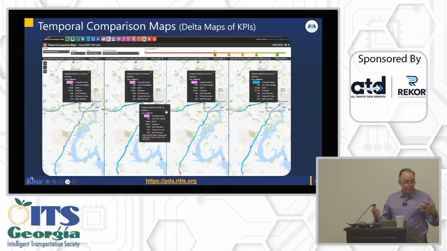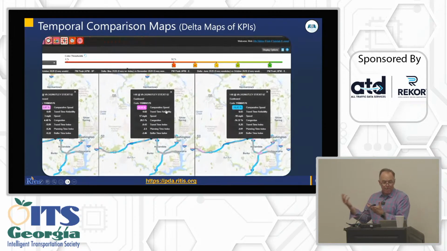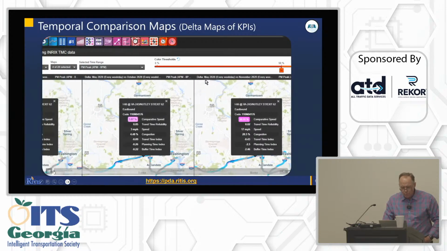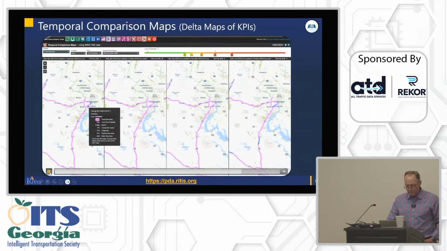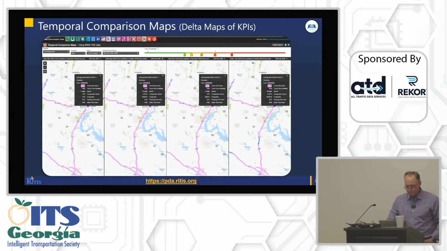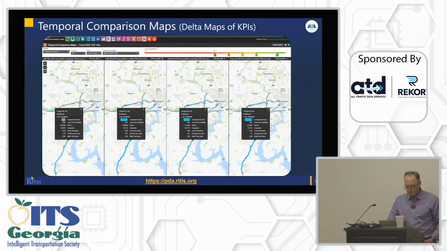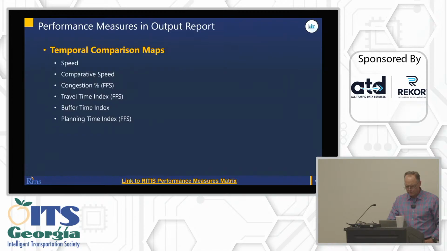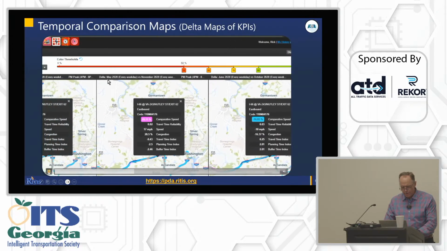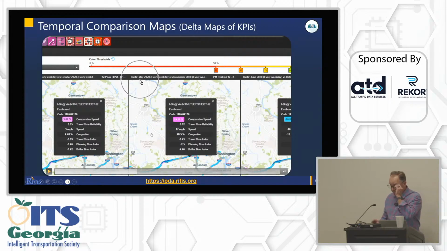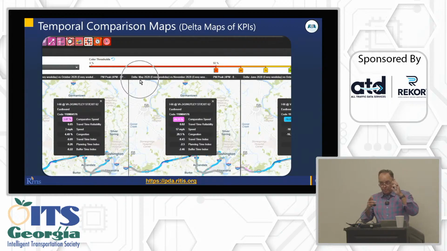Temporal comparison map, similar to a trend map. It's map-based, but what I really like about the temporal comparison map tool is that, I'm going to wait for an opportunity to zoom in here. So there was somebody earlier that talked about excessive speed. I don't know who it was, maybe, yeah.